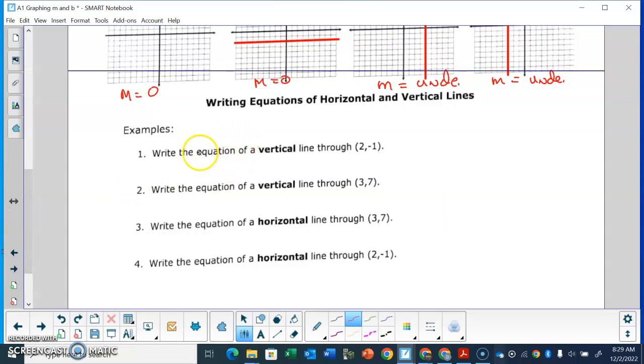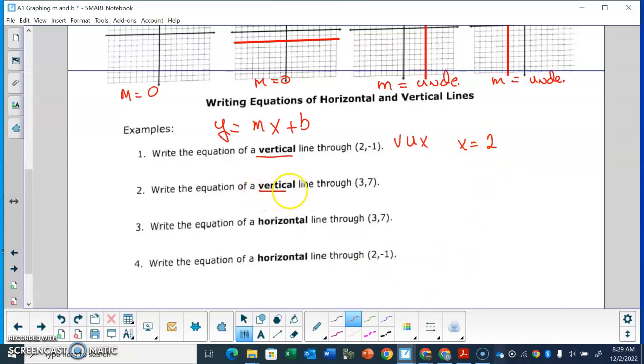So now we need to write the equation of a vertical line. Remember our equation: y equals slope m, x plus our y-intercept of b. Well, let's see. This one we're writing a vertical line. So that's a VUX, right? So that means x equals 2. And that's our equation.